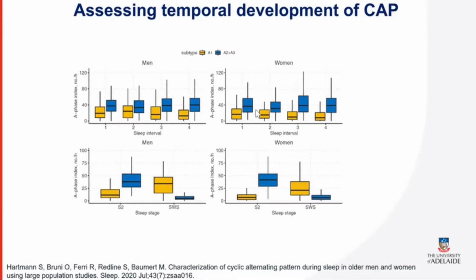If we compare the distribution of A phases between slow wave sleep and stage 2, we see that in slow wave sleep we have much fewer A2 and A3 phases compared to stage 2, and this is quite similar among women and men.